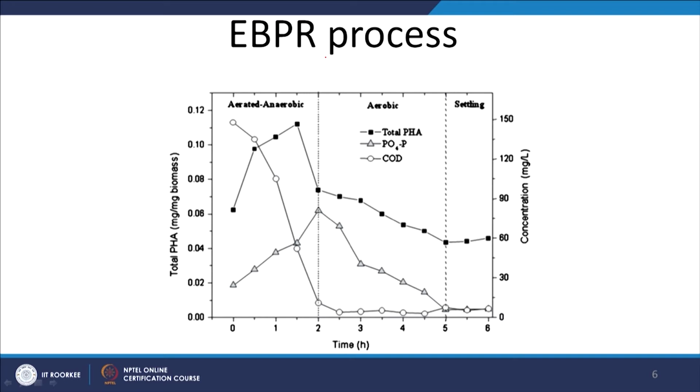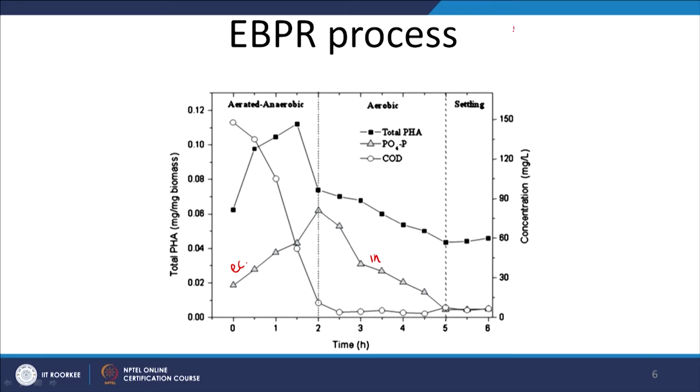The total PHAs would first increase in the anaerobic zone, and then in the aerobic zone, as they are getting degraded and intracellular polyphosphate is being accumulated, they would decrease, and in the settling they would remain constant. Now, your COD in the anaerobic zone will drop because the short chain fatty acids are being consumed, and then it will not rise again. Your polyphosphate in the anaerobic zone would increase, and then in the aerobic zone, this is your extracellular. This is your intracellular. Because it is intracellular, in the water it decreases.